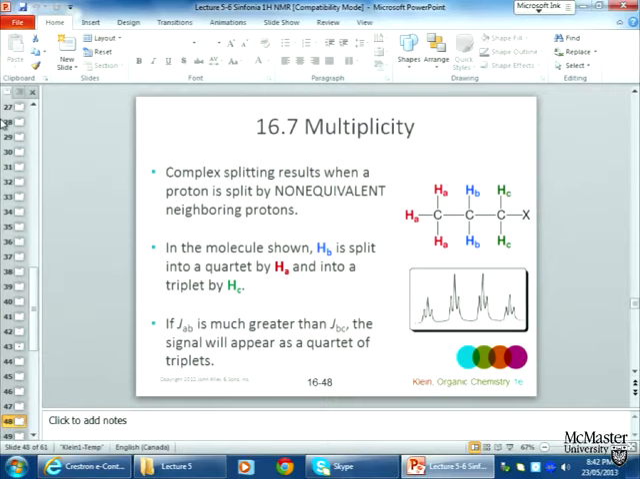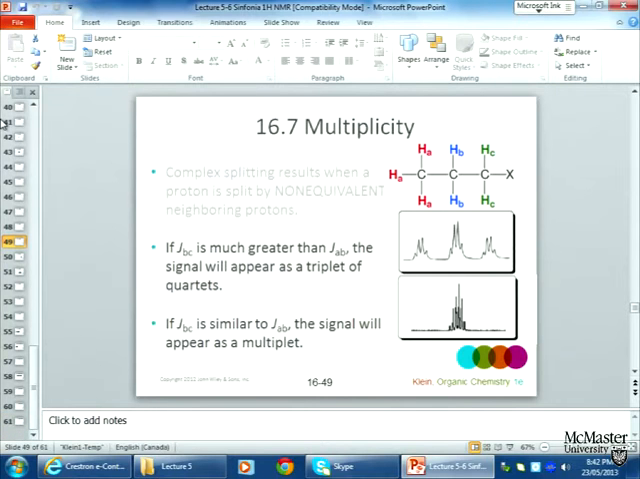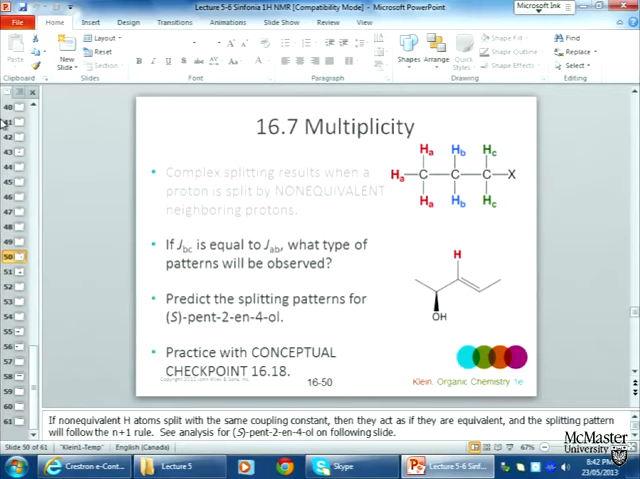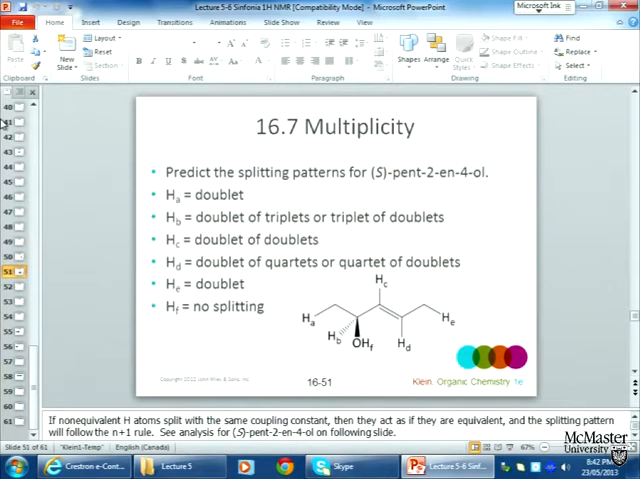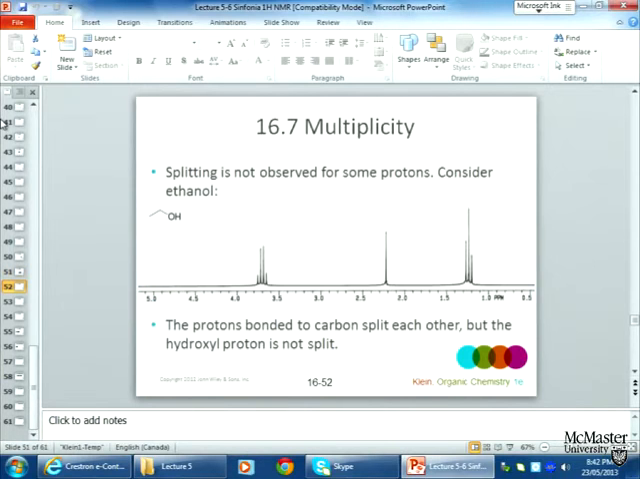So we get into more and more complex splittings in real life, but mercifully for you, we won't give you anything quite that hideous. Okay, so that's that. And so we're at slide 1651 that says you predict the splitting patterns for pentenol, and there's the answer.